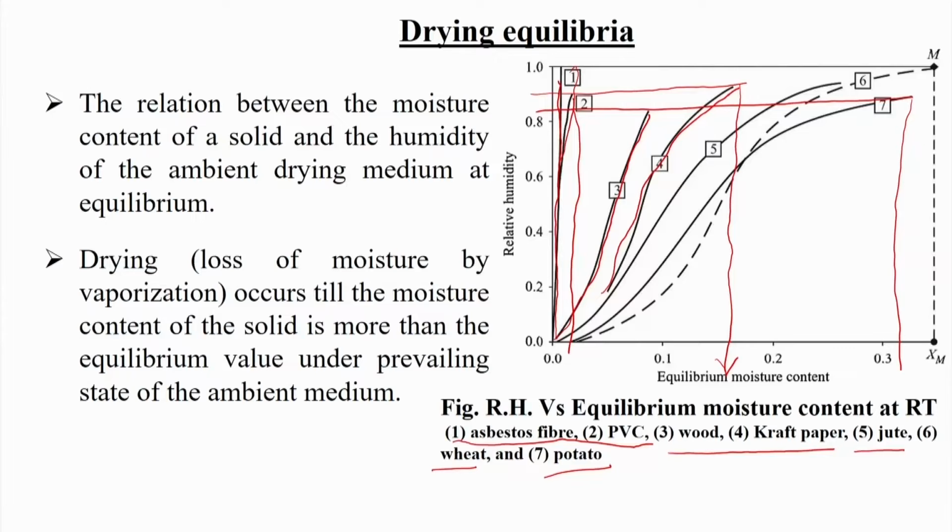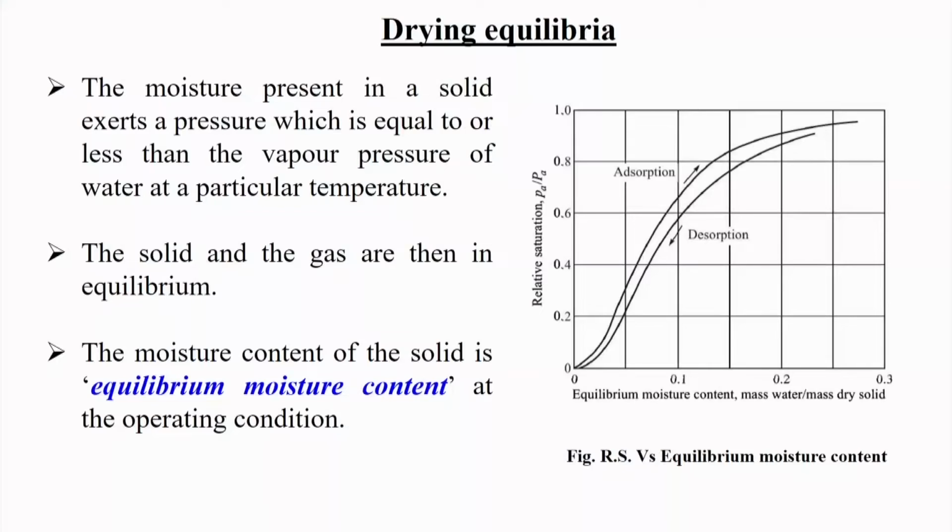So, drying means the loss of moisture by vaporization, which occurs as long as the moisture content of the solid is more than the equilibrium value under the prevailing state of the ambient medium. Whenever we talk about this drying medium, we mean the ambient condition: what is the flow rate, what is the humidity, what is the temperature. All these parameters will control the equilibrium moisture content. Now, the moisture present in a solid exerts a pressure which is equal to or less than the vapor pressure of the water at a particular temperature.